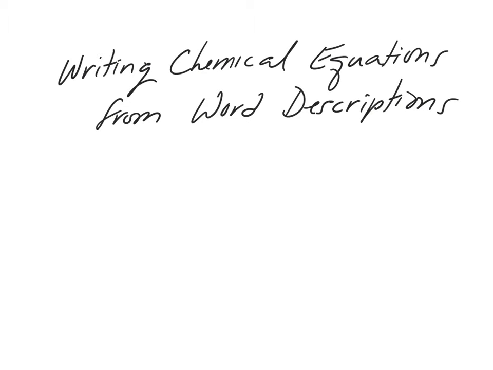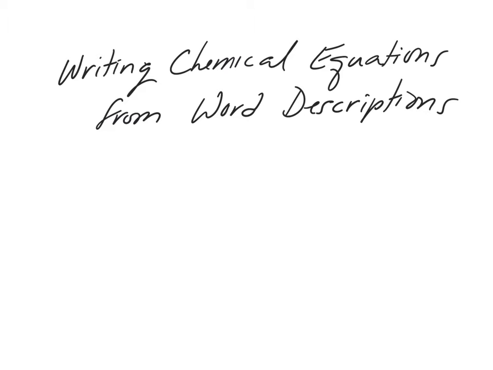Hi, everyone. So this is the last part of this unit. Up to this point, we've been writing chemical equations and we've been balancing them. Most of the work that we've been doing is just balancing the chemical equations given. Now I'm going to give you some words that describe chemical reactions, and then you're going to write the chemical equations that go along with that.